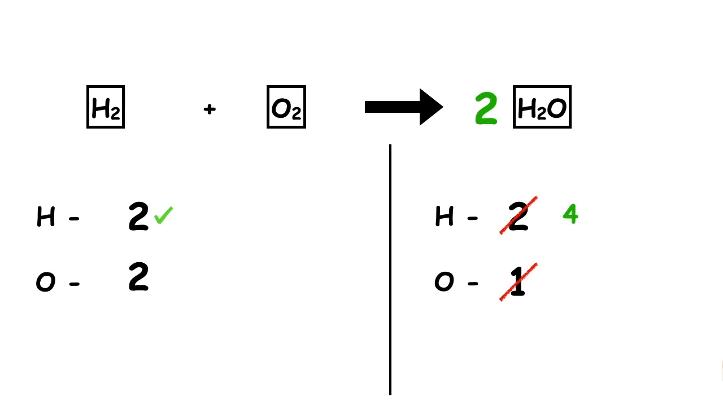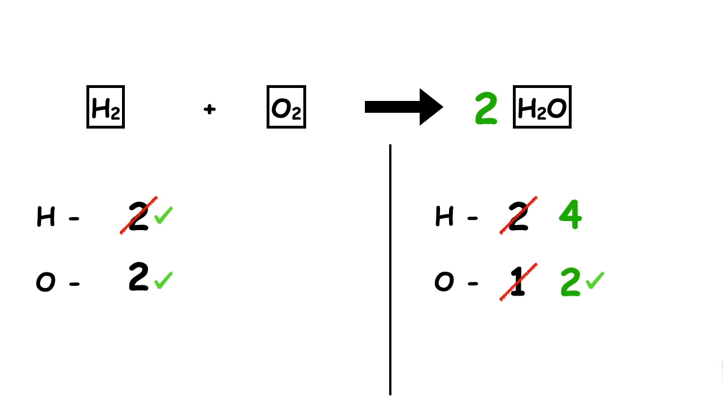We've got 1 oxygen atom inside the box multiplied by the 2 outside the box, and that means that we've got 2. Our oxygen atoms balance, so we can tick them off. Remember, we have to check our shopping list twice, so we go back up to the top. How many hydrogens do we have on the left? We have 2. How many do we have on the right? We now have 4.